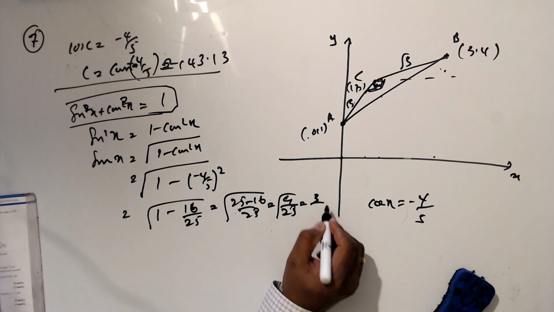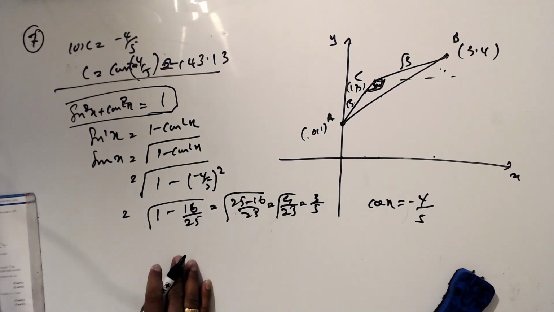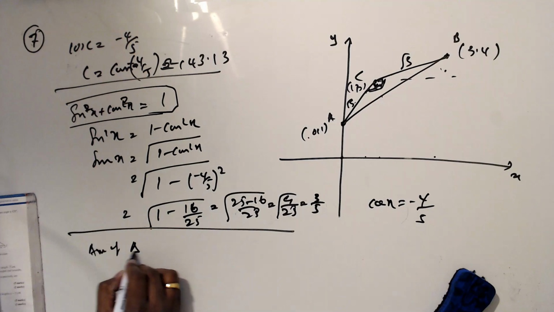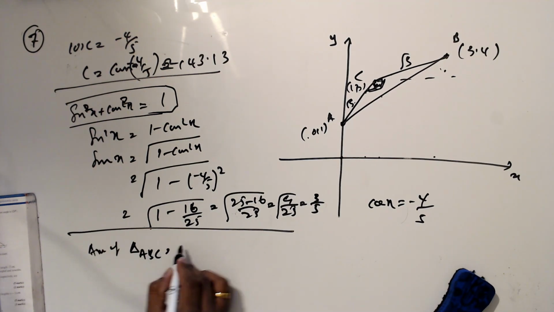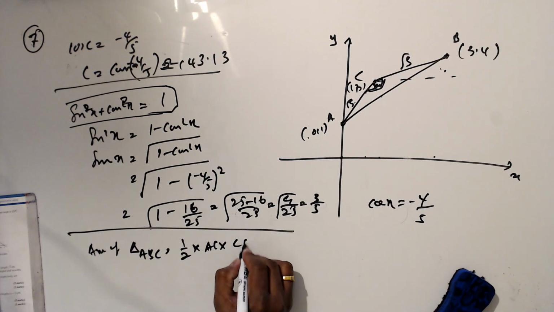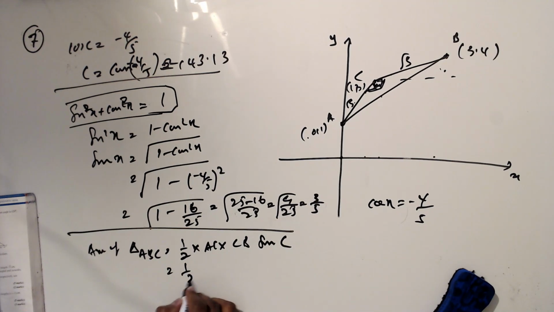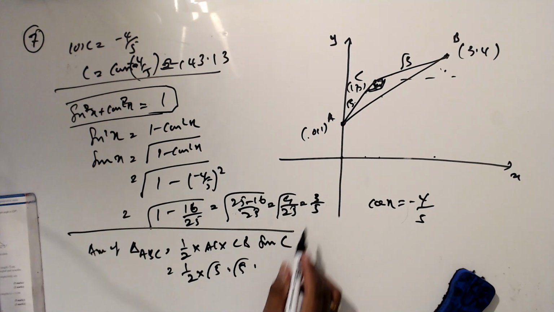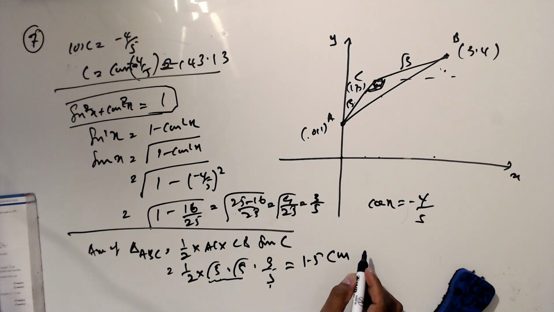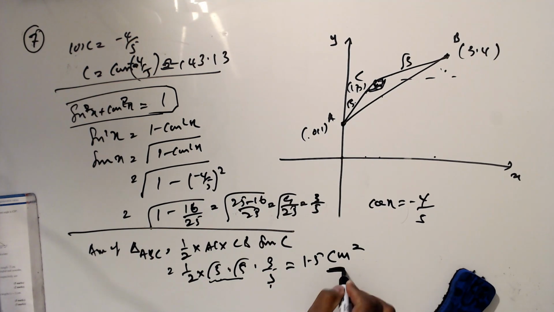So sin x is going to be 3 over 5. Now we can use the formula: area of triangle ABC equals half AC times AB sin C. Half AB means square root 5, and this is 3 over 5. So this is 5 and this is 5, these cancel out. 3 divided by 2 is 1.5 cm square. The unit is centimeter.